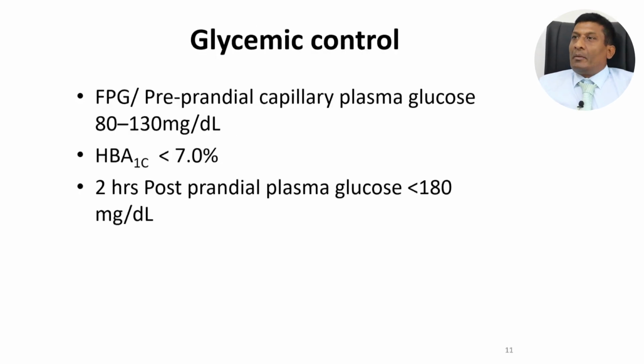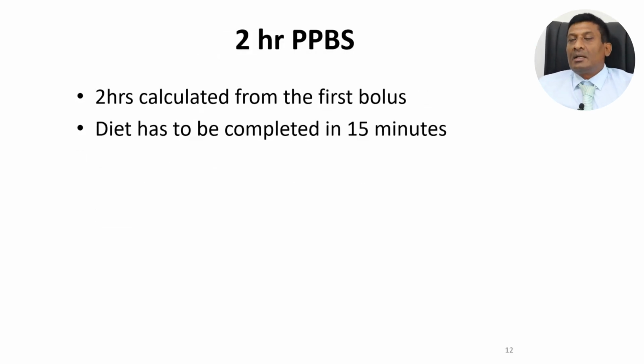Now a commonly asked question is, how do you calculate these 2 hours? You have to instruct the patient when to come to the lab to give blood after the meal. People ask whether to calculate these 2 hours from the first bolus of the diet or after the end of the meal. The answer is that the patient has to calculate these 2 hours from the first bolus, and the meal has to be completed within 15 minutes.